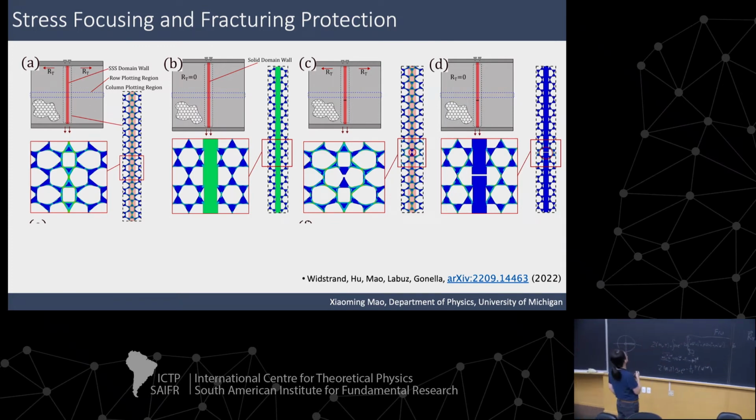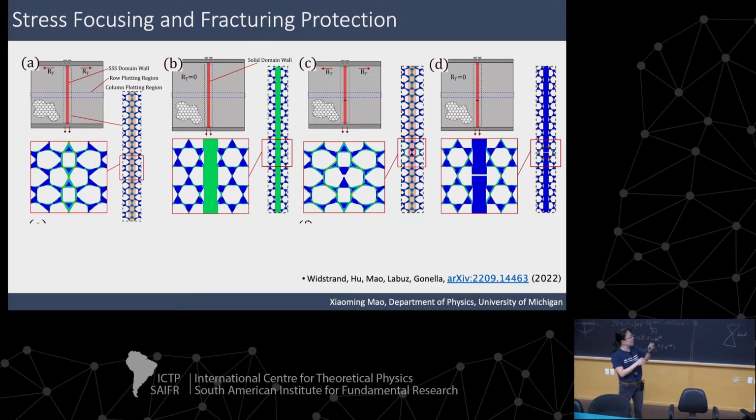So to test that, we show a contrast numerical experiment, where here we have the state of self-stress domain wall. Here we just have a normal Kagome lattice, but we have a solid wall here, which plays the role of a fiber reinforcement, right? And then we ask what happens if this domain wall itself is broken because it's so stressed. So we put in a crack here. And in this case, you can see that the stress diffuses a little bit, but it still goes back to the domain wall.